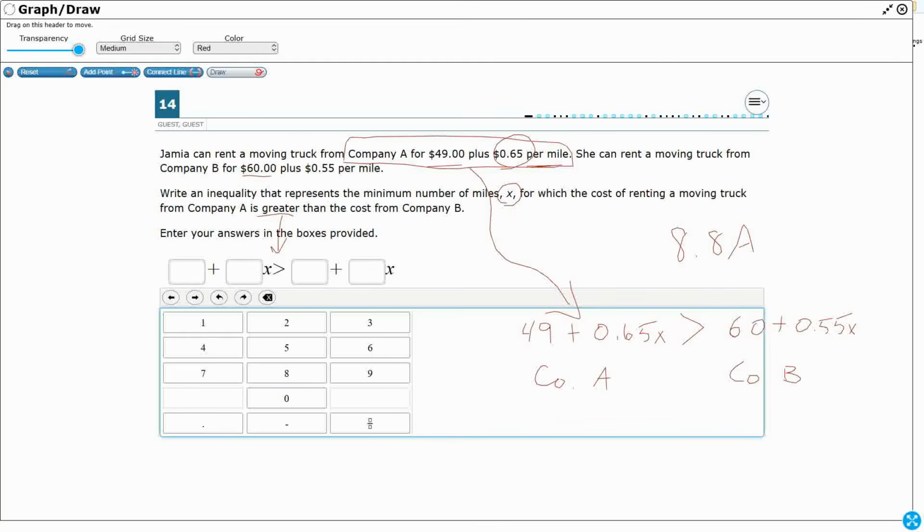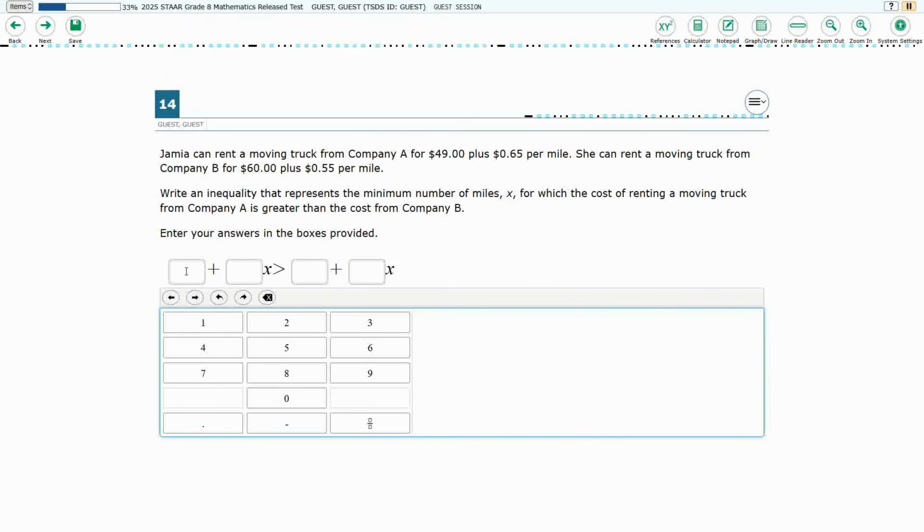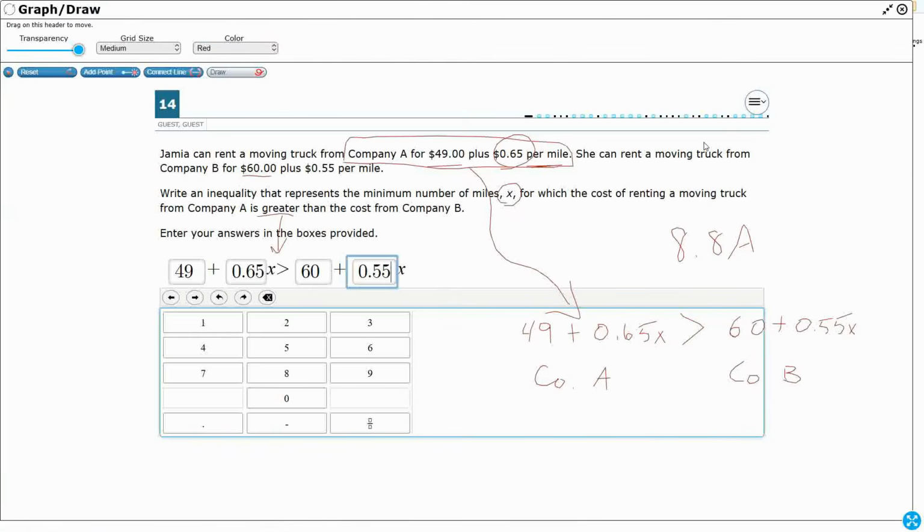So all we're going to do is take this and put the numbers in order. All right, so we're going to put $49 and it's just going to be 0.65. You could just put 0.65 if you want to, that'd be fine. This is going to be 60. We don't need the .00. And we could put the 0.55 or just the .55. That's it. That's our answer. And so we're just taking those, we put in order.